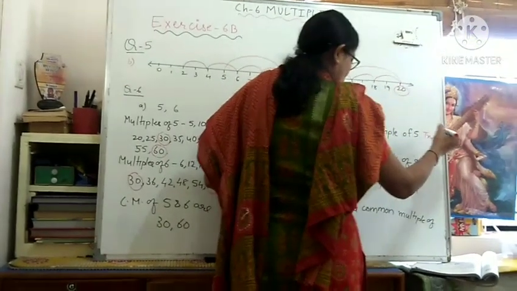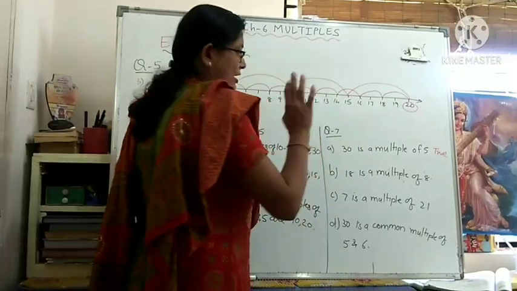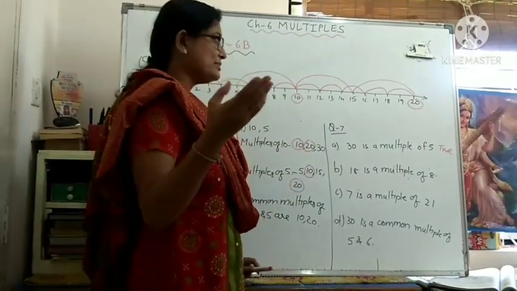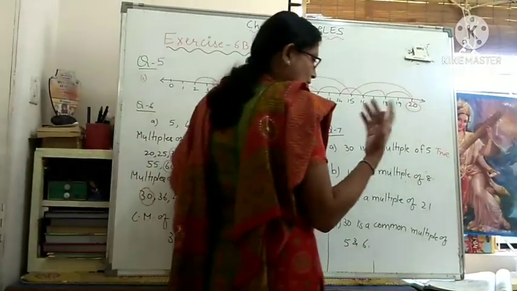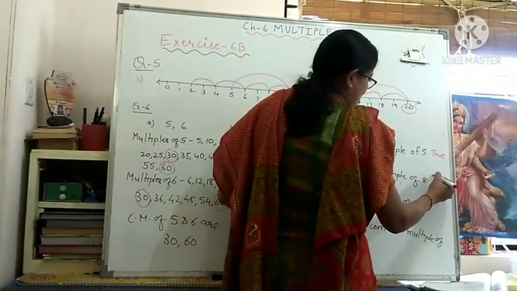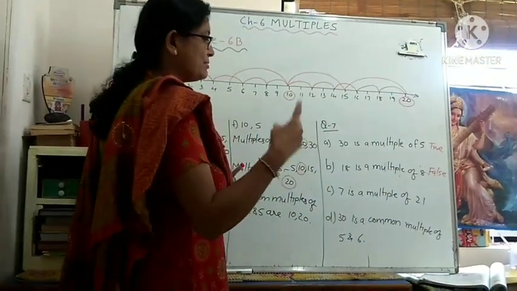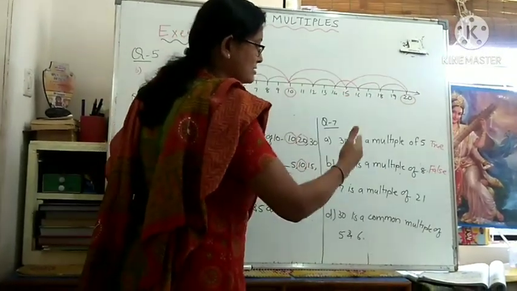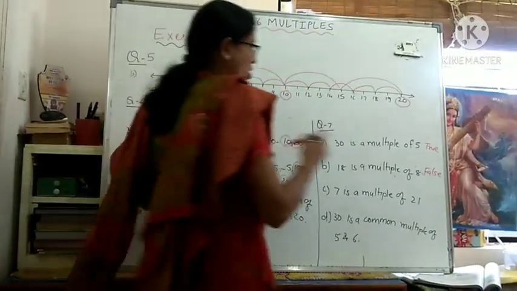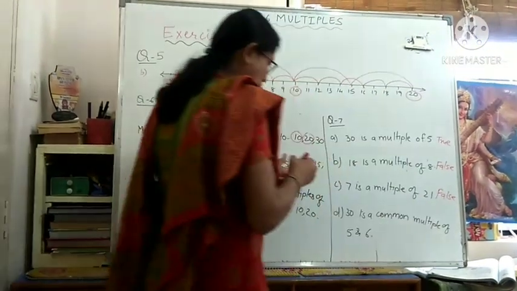true. Right. Next is 18 is a multiple of 8. See friends, 8 ones are 8, 8 twos are 16. Right? So it is not coming in the table, so false. Not factor, not multiple. Okay? 7 is a multiple of 21. Again, in your mind, 7 is the answer of the 21 table. No, it is false. It is not the answer, it is the question.